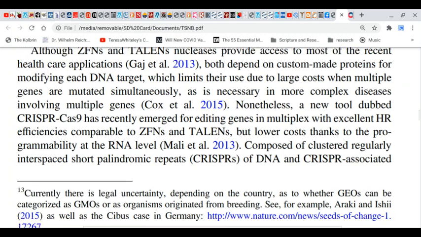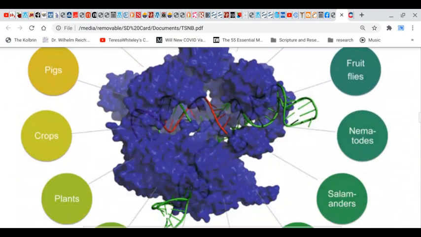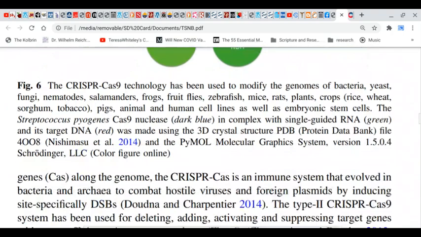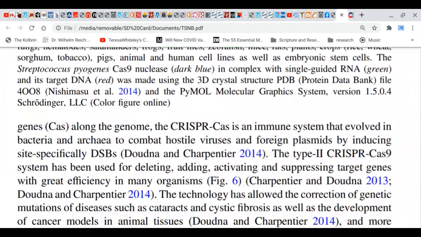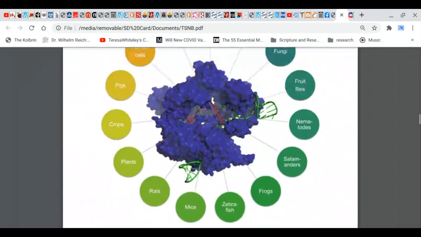Composed of clustered, regularly interspaced, short palindromic repeats, CRISPRs, of DNA and CRISPR-associated genes along the genome, the CRISPR-Cas9 is an immune system that evolved in bacteria and archaea to combat hostile viruses and foreign plasmids by inducing site-specific double-stranded breaks. Here, I'm going to scroll back up here. Let's look at this.